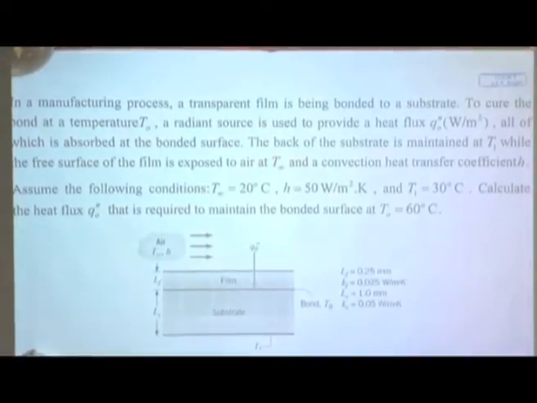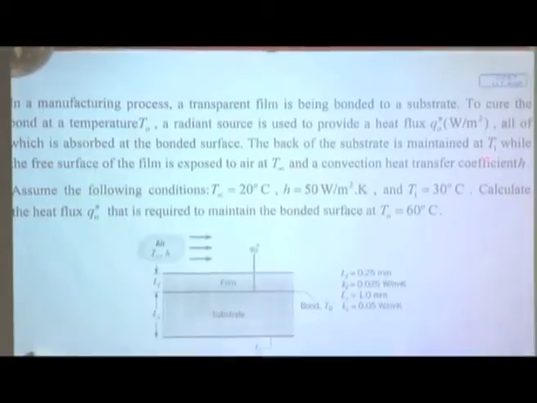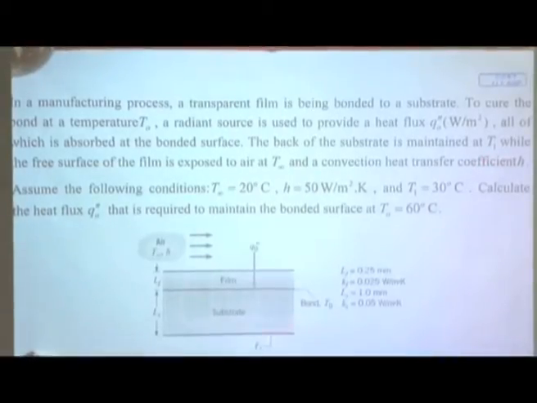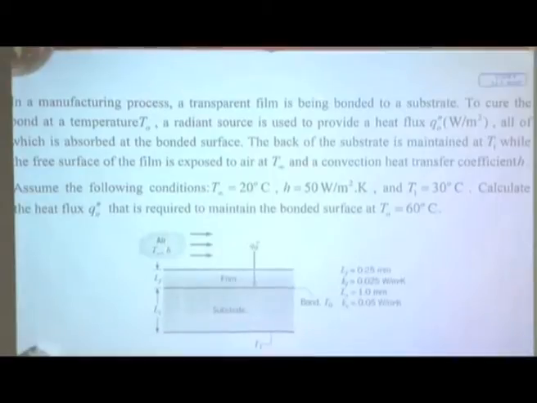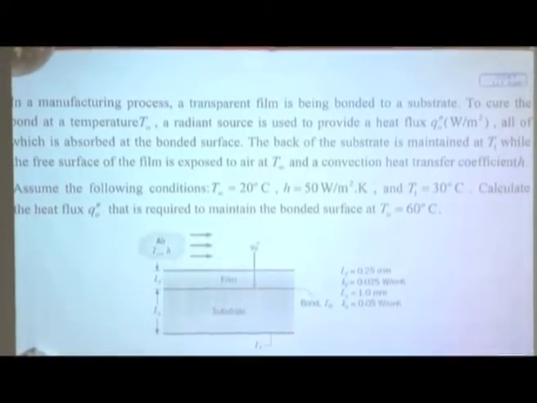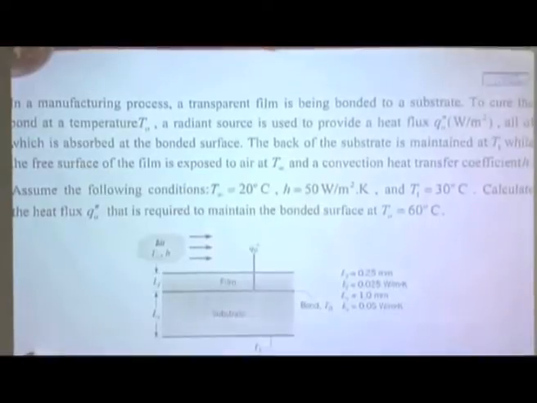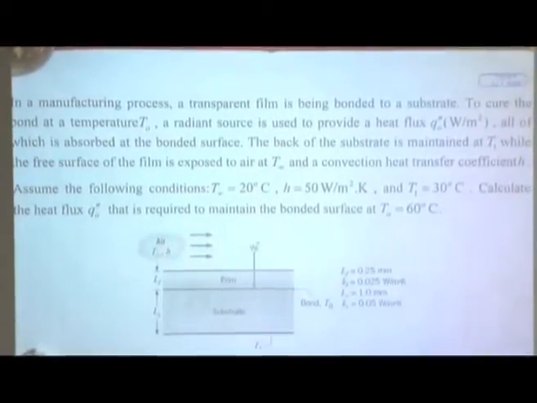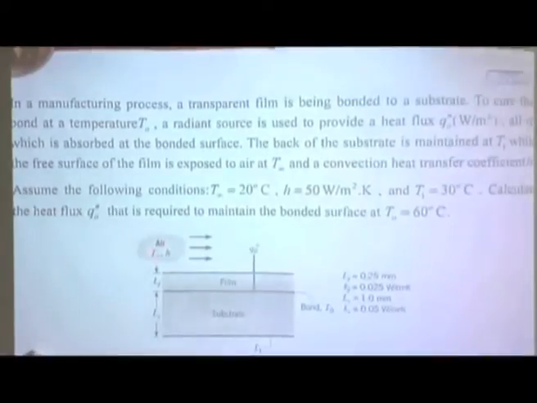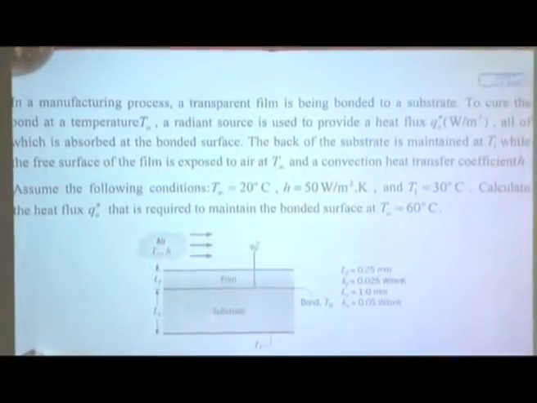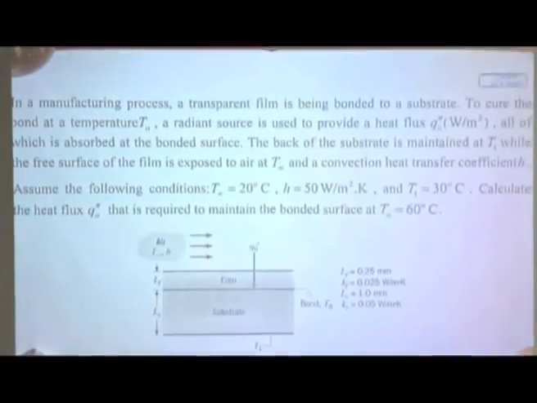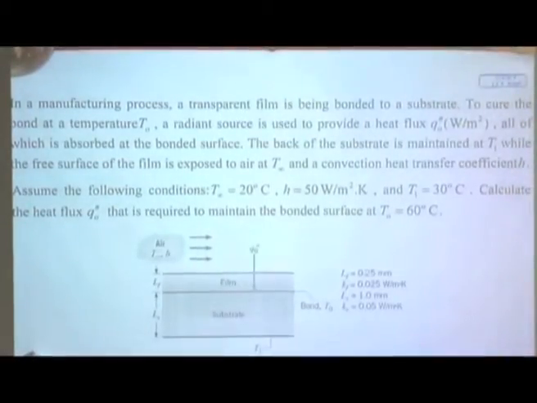The back of the substrate is maintained at Ti. That means this is the back of the substrate, which is maintained at a constant temperature Ti, while the free surface of the film is exposed to air. That means this surface of the film is exposed to air at free stream. This air may be flowing, may not be flowing. This is shown to show that this air at T infinity temperature provides a convective environment to have a convective heat transfer from the film surface.